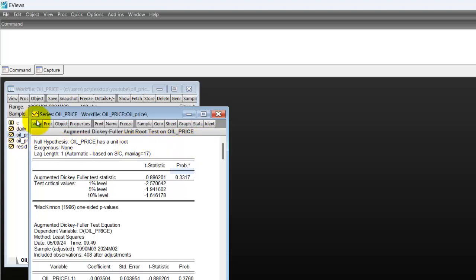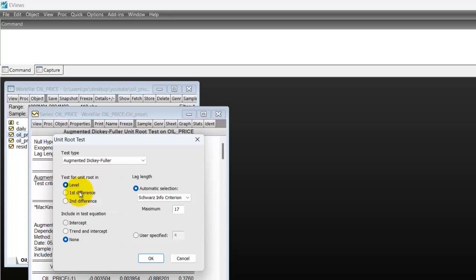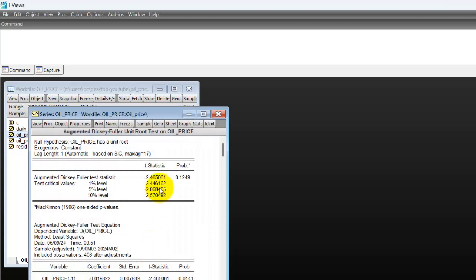Now let us make use of intercepts. So you leave this one the way it is, then you go to this second panel. Now let us include intercepts in our model and see whether there are going to be changes in the results or not. So once you change this to intercepts, then you click on OK. Once you click on it, you have another result.